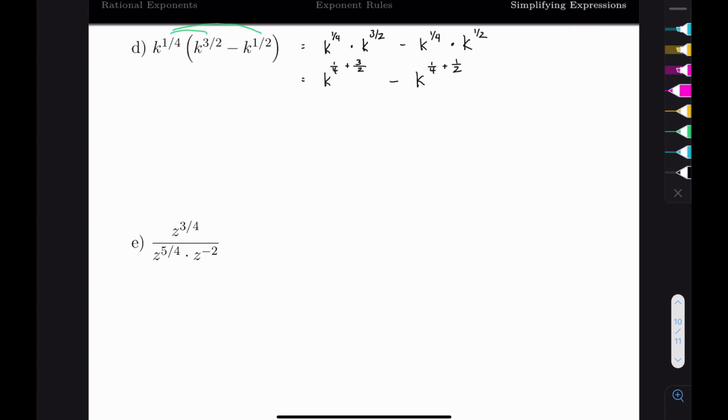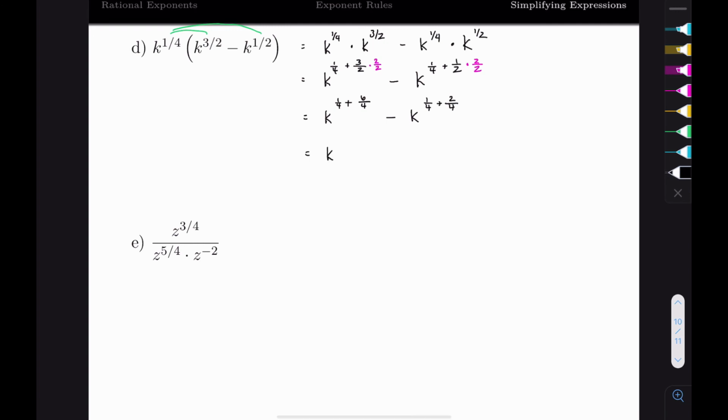Okay. But in order to add them, we need the same denominator. Thankfully, we only have to multiply the second piece by 2 over 2. And same thing here. That would get multiplied by 2 over 2. So this is k to the 1/4 plus 6 over 4. And then on the second piece, it's 1/4 plus 2 over 4.